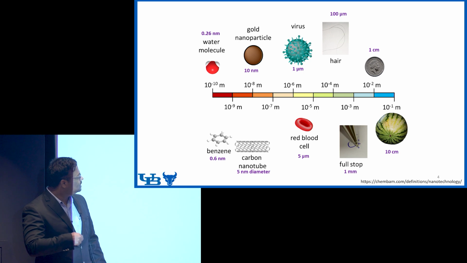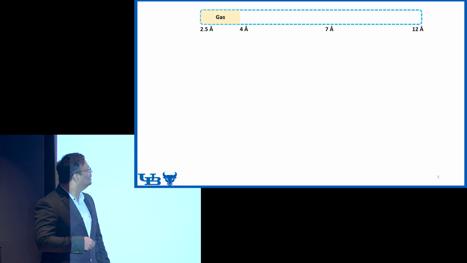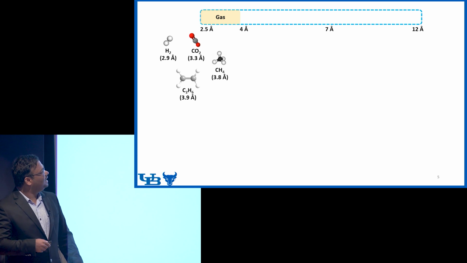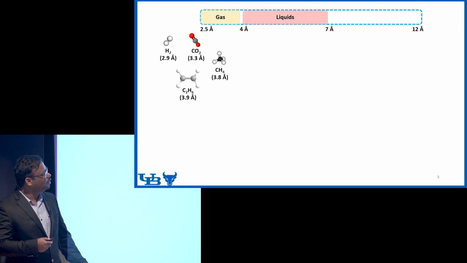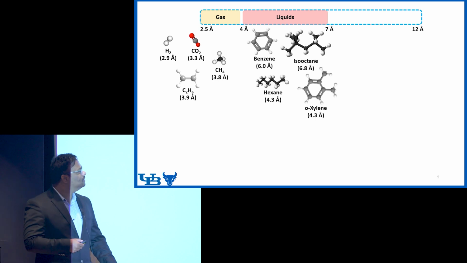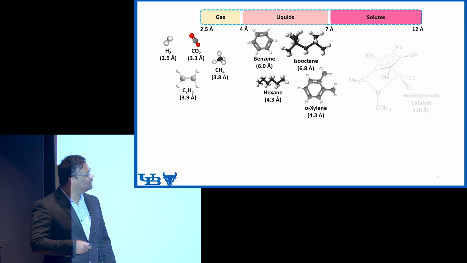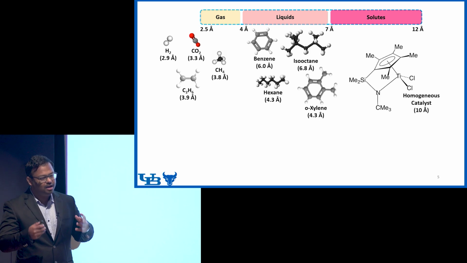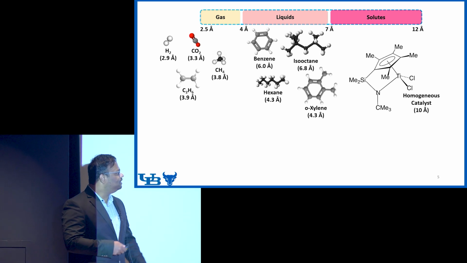And if we look into this region, we have three distinct regions. First is the gases, which are the smallest in size. Then from 4 angstrom to around 7 angstrom, we have the liquids. These are the solvents that are generally used in industry for different processes. And then there are the solutes, around 7 to 12 angstrom in size. These are usually the homogeneous catalysts, the bigger molecules that we use in industry to carry out our reactions.